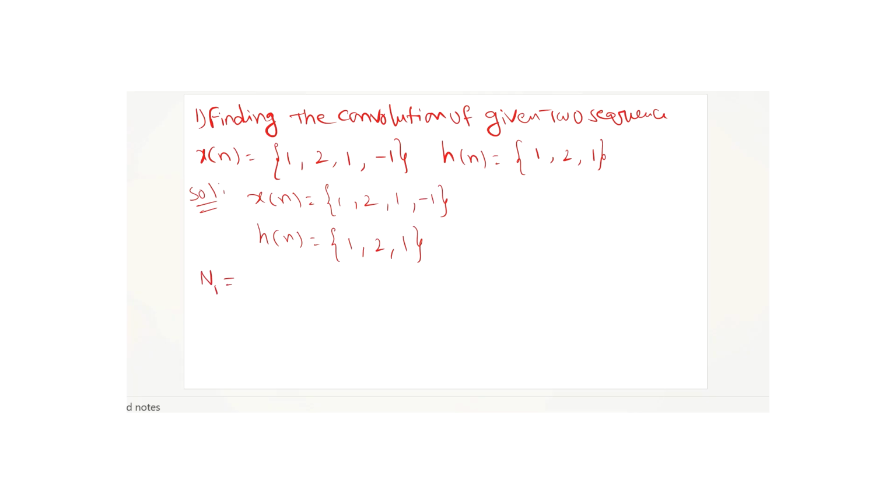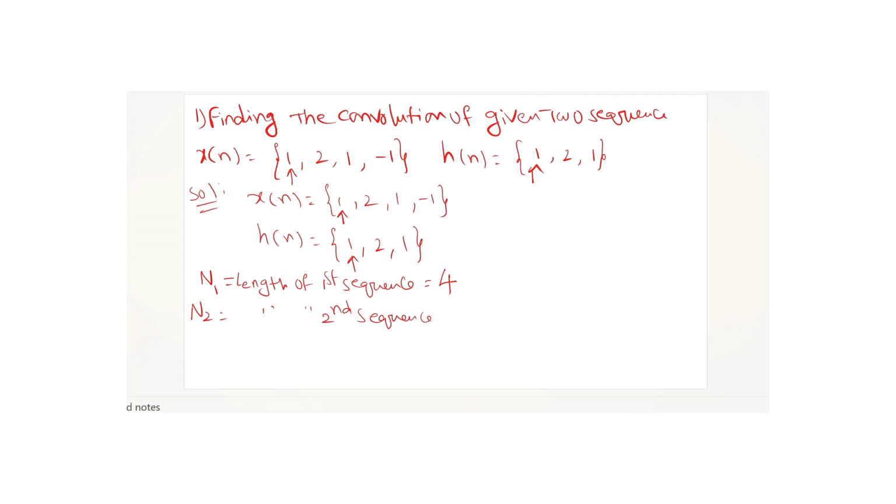Now, while representing the input sequences, the arrow marks are very important in terms of the sequence method. So give the arrow mark for x of n at the first value 1, as well as for h of n also at the 1. Okay. So n1 is equal to the length of the first sequence. So how many samples do we have? We have 4 samples. Now same, n2 is equal to the length of the second sequence.